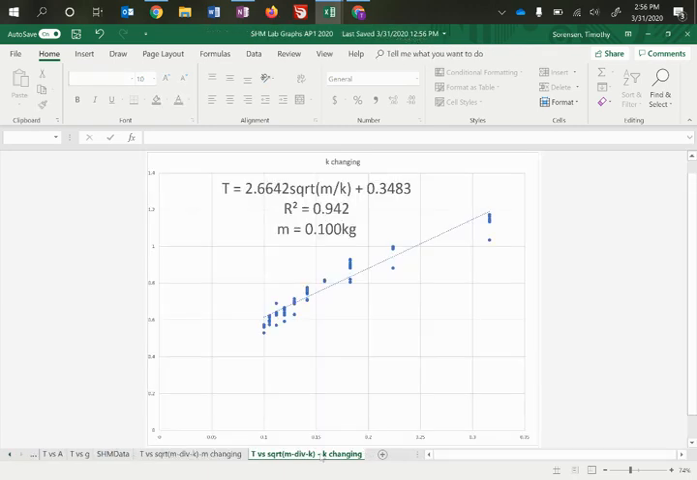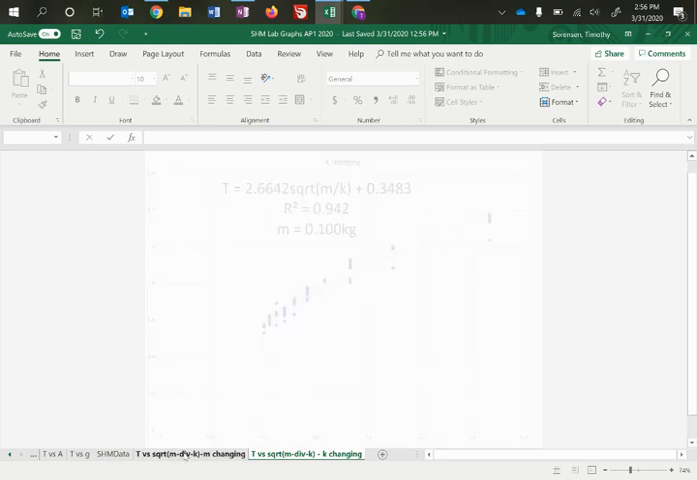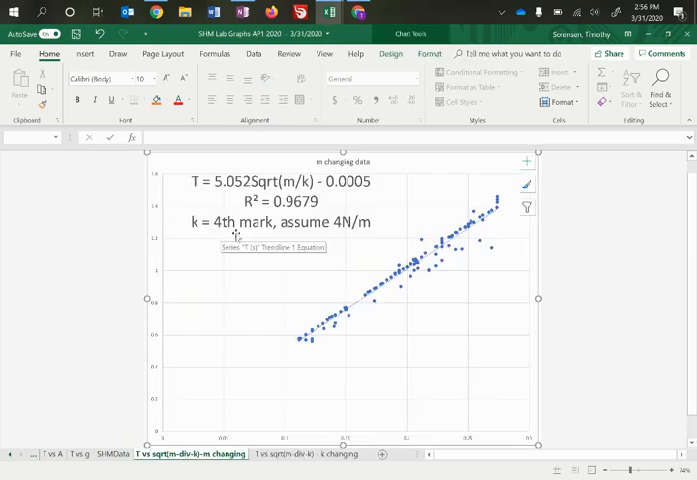When you look at the period versus changing K, so this is our K value down here, I'm sorry, this is the square root of m over K with a changing K value where the mass was a constant. Again, a pretty good, but not great, linear relationship for period versus the square root of m over K. Notice that it has some curve to it. Once again, this highlights the fact that we might have something strange going on with our assumption that if we're on the fourth mark on the K slider, that means 4 newtons per meter.